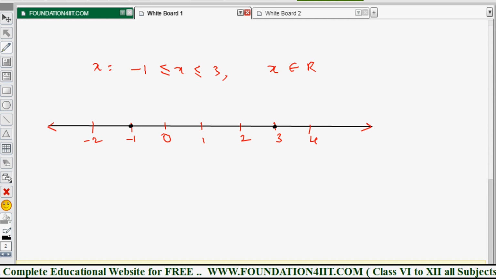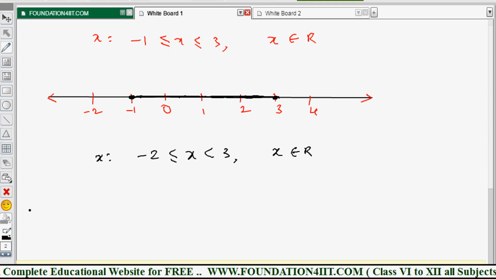So we should take one more line on this, just to highlight each and every point on that particular place, like this. And close the circle on the 3 side and -1 also. That means -1 and 3 and each and every number in between. Okay, for example, x such that -2 is less than or equal to x, and x is less than 3, and x belongs to real numbers.